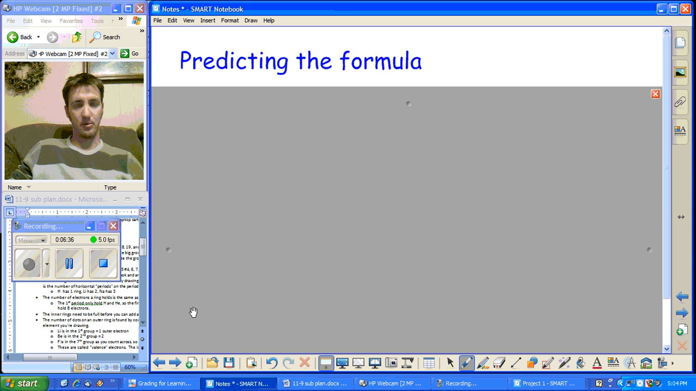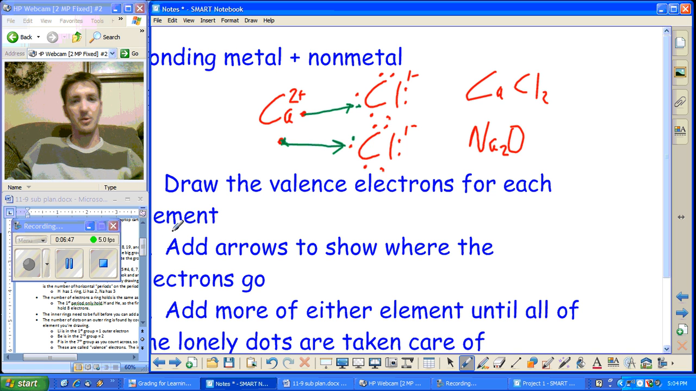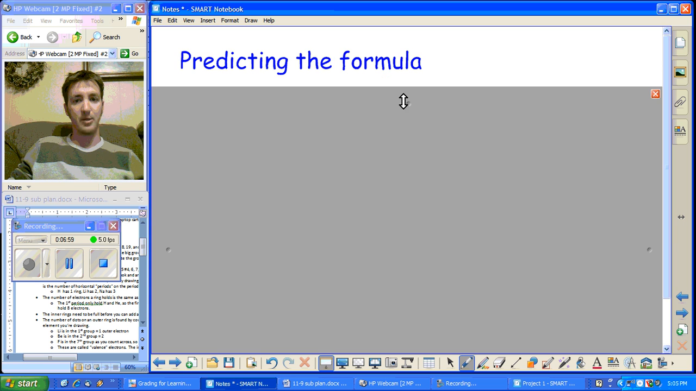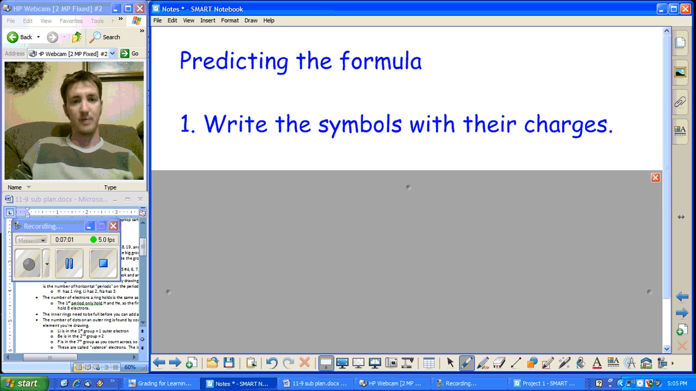Alright, those are easier, simpler ones. And so those are easier to predict the formula, because eventually you won't have to draw the pictures, and it becomes a big pain if you do. If I just tell you, hey, calcium and chlorine are going to combine, tell me what that makes, you don't want to have to draw the pictures. Although if you do, that's okay if you need to get it right. So predicting the formula can be done kind of simple.